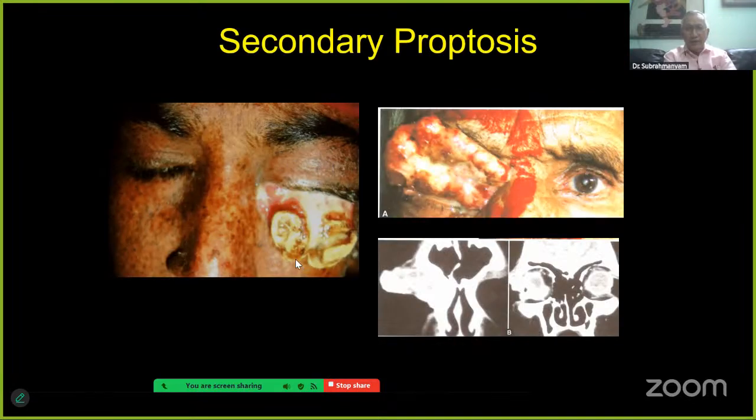Secondary proptosis because of a squamous cell carcinoma in a case of xeroderma pigmentosum with orbital extension. Here is another case, also a huge squamous cell carcinoma of the lid involving the orbit in a patient who has been neglected so far.